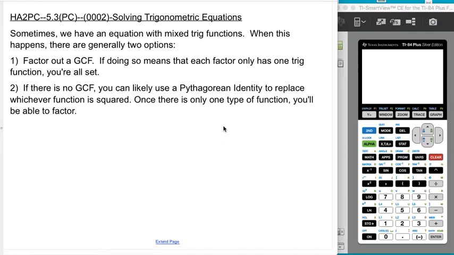All right, this is Honors Algebra 2 Pre-Calculus. We're doing 5.3 in Pre-Calc, solving trigonometric equations. So sometimes we have an equation with mixed trig functions. When this happens, there are generally two options.